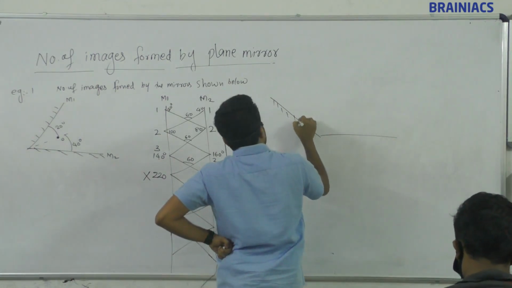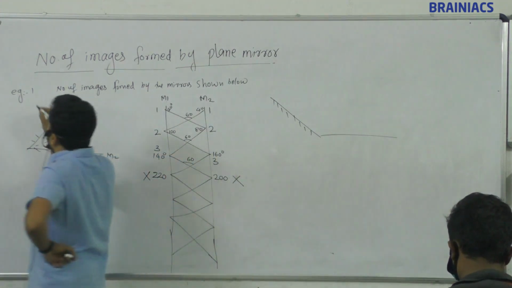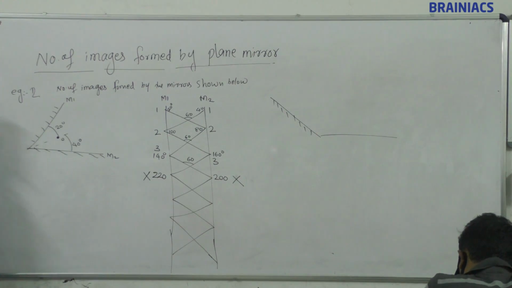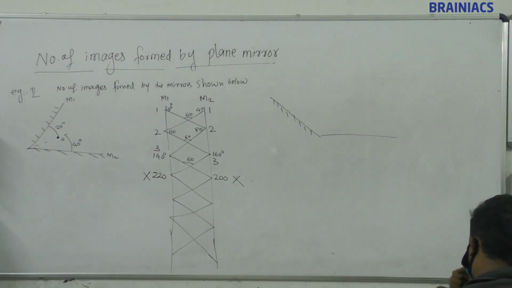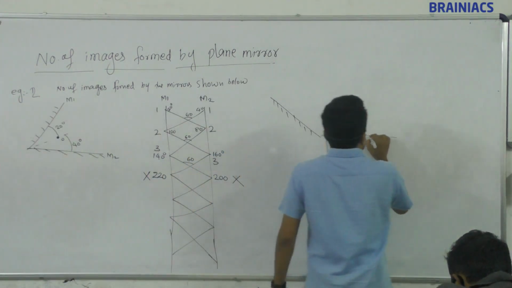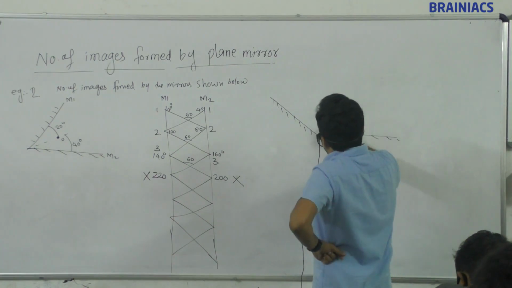Next, example number 3. In example number 2, the number of images will be equal to how much? Number of images 6, but number of images formed by M1 is how much? 3. That is the question. Okay, they will give you the question like that. That depends. Next.